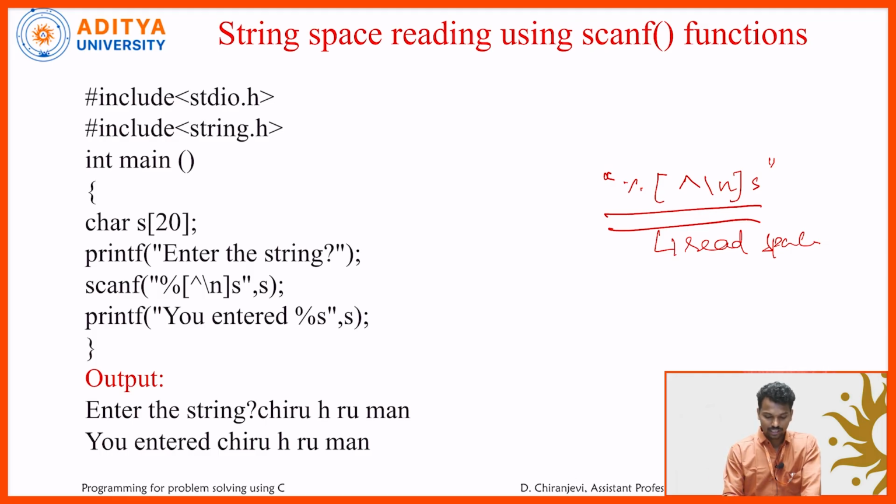Now let's understand this. Here I have written the stdio.h header file, then the string.h header file, and then in the main function I declared a string of size 20. Then the program asks the user to enter the string, and reads it using this syntax for reading spaces also. Then whatever string the user has given, you display by using the message you entered %s. Now the user has entered the string Chiru how are you man, and you see the output is Chiru how are you man. So if you use this syntax, the string will display spaces also.